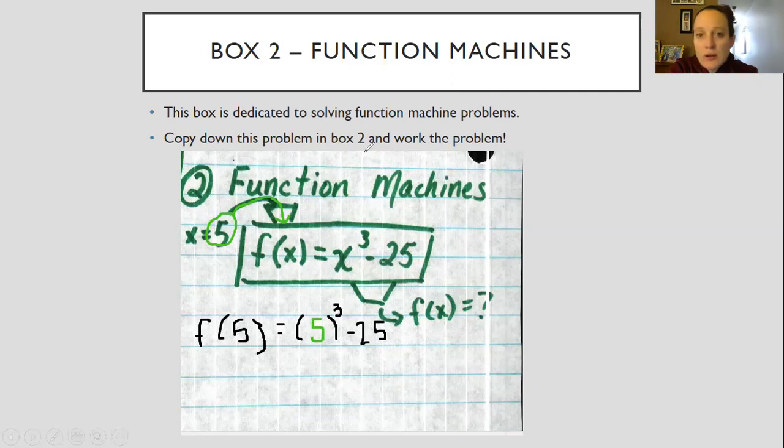Okay, so let's go back and solve this. So now I have f of 5 equals, okay, what's 5 cubed? Well, what does 5 cubed mean? That means 5 times 5 times 5. It times itself 3 times. That gives you 125 minus 25.